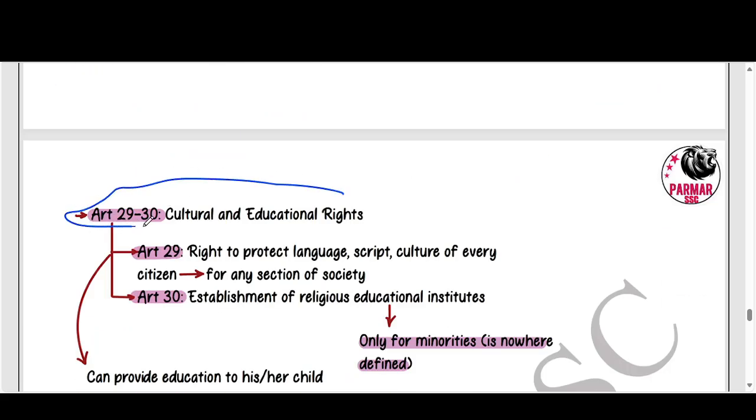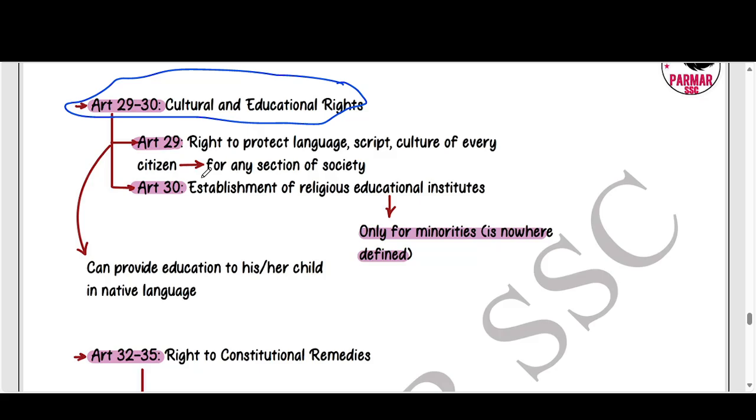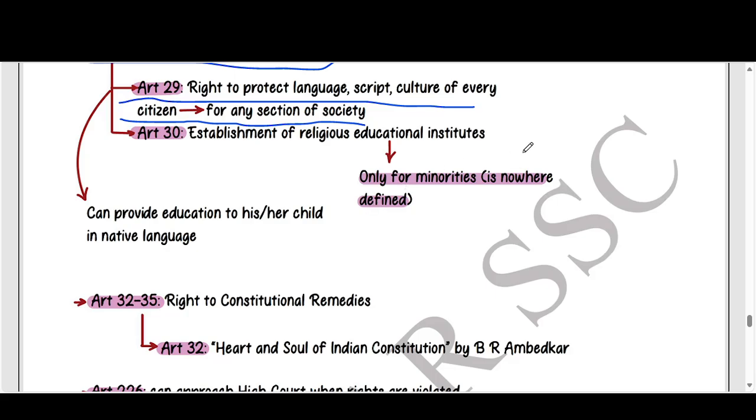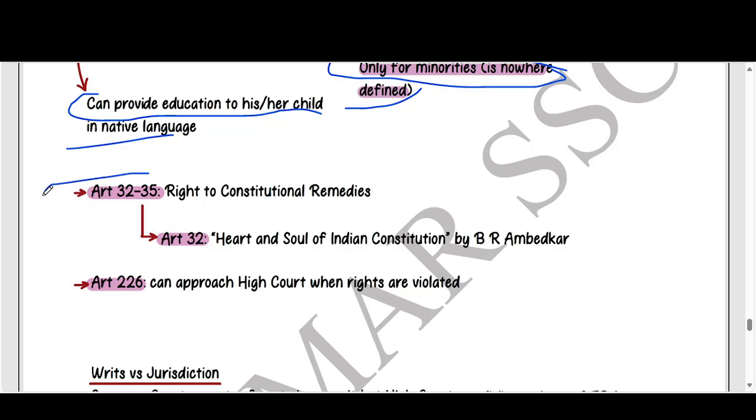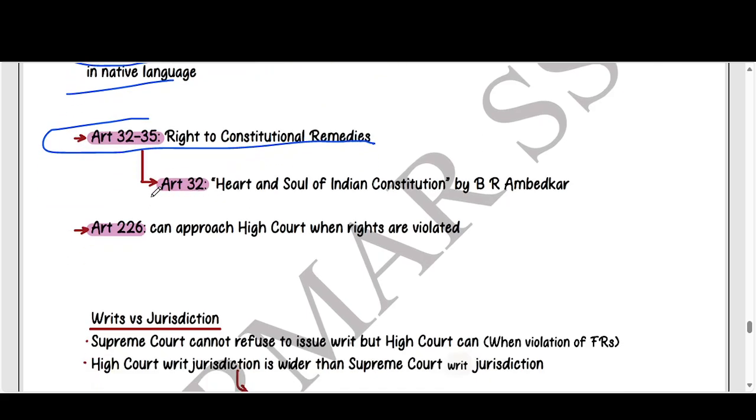Articles 29 and 30: cultural and educational rights, to protect the language, script and culture of every section of society. Article 30: establishment of educational institutions by minorities is now well defined. Every child can be provided education in their own language. Articles 32 to 35: right to constitutional remedies.